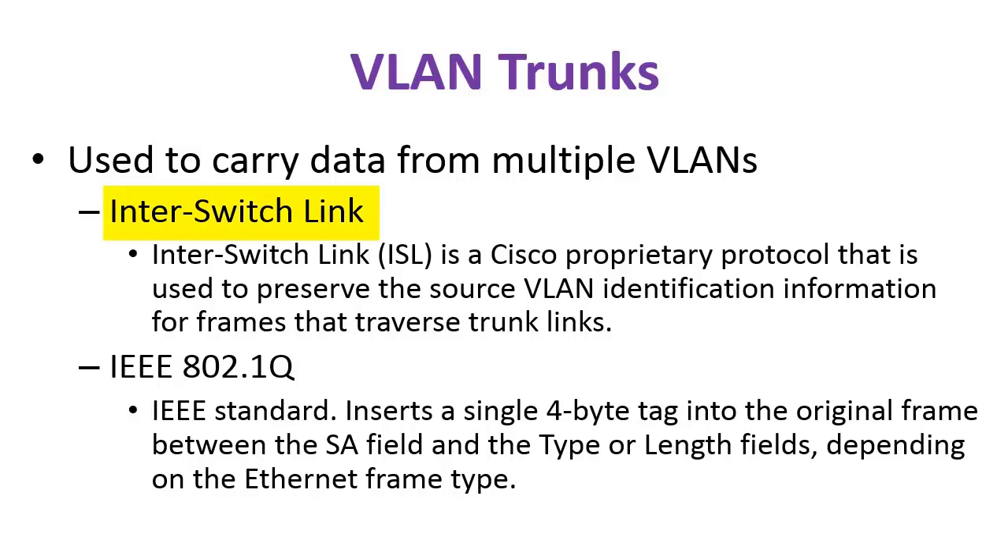And that's a Cisco proprietary protocol that is used to preserve the source VLAN identification information for frames that traverse trunk links. And then there is, I would say, the more popular 802.1q, which is an open standard. And then it performs a little bit differently than the Cisco proprietary protocol.